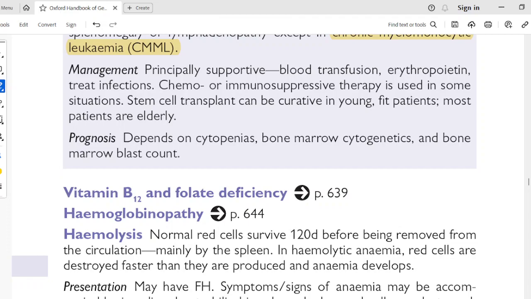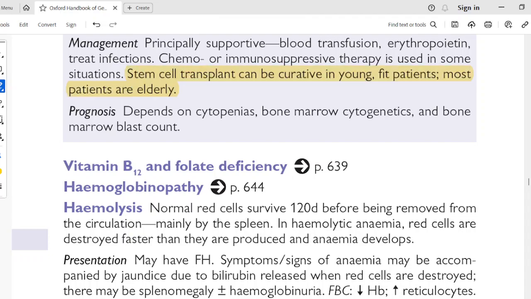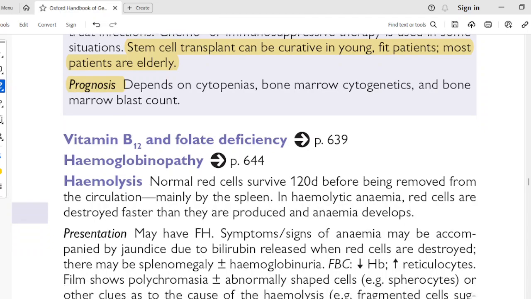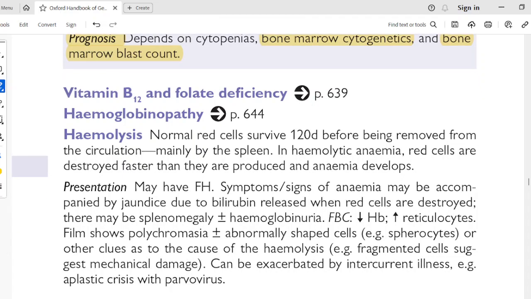Most patients are elderly. So since most patients are more than 65, not many of them will be treated by stem cell transplant. But in a young and fit patient, stem cell transplant can be curative. Prognosis depends on cytopenias, bone marrow cytogenetics and bone marrow blast count. So for most of the leukemias, the main important prognostic factors are the blast count and cytogenetics. If there is any gene abnormality, that's a worse prognosis. And if the bone marrow blast count is more than 20%, that's a worse prognosis.